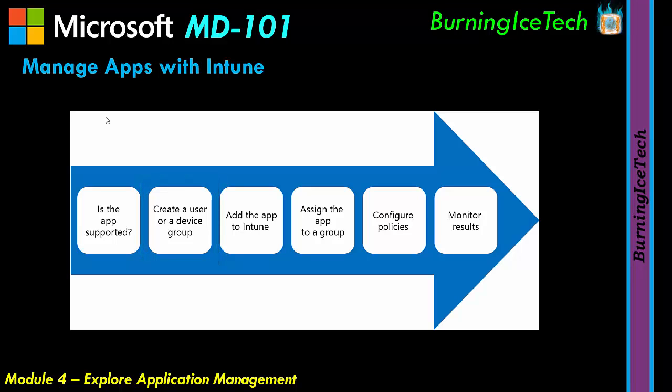Now that you've got your group set up, you need to actually add the app to Intune. Once you've added the app to Intune, you need to assign the app to one of those groups in Intune. Unfortunately, you can only assign it to one group in most cases. Once you've done that, you need to configure your policies, basically saying what's allowed and what's not, how you want this, how you want that. And then lastly, monitor your results to see whether the deployment or the managing was successful or basically whether it crashed and burned.